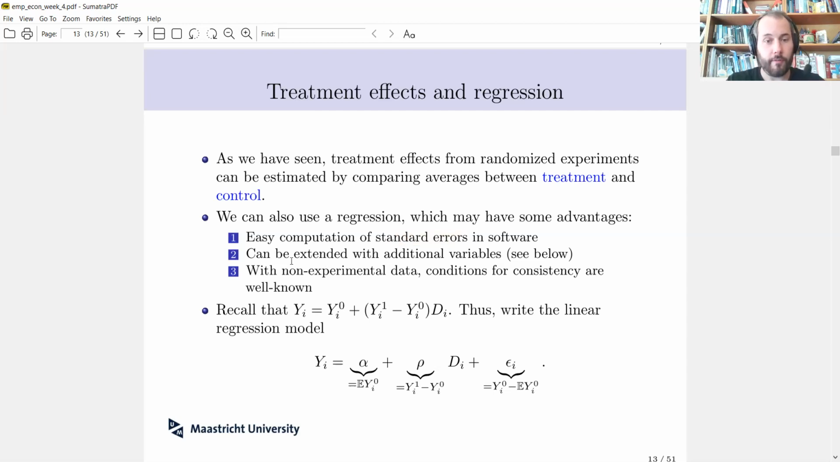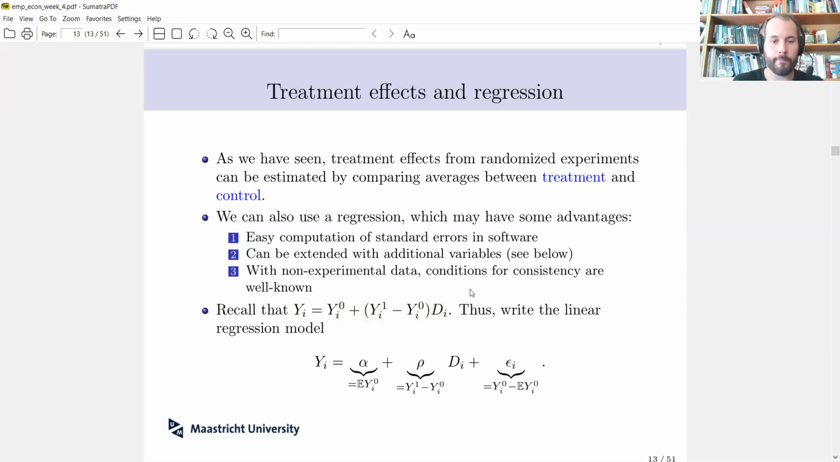The next thing that is very, very important is that we can include additional variables, like additional control variables. And this is sometimes actually really important for your causal inference. And if you're not in a randomized experiment, as we will see later in the difference-in-differences, then because you use the regression framework, which you know very well, you know exactly what kind of conditions you need for consistency.